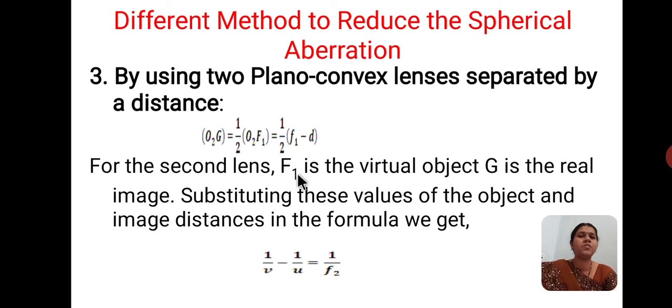So I can now write O2G is nothing but half of O2F1. Therefore O2F1 is nothing but F1 minus D. For the second lens, F1 is a virtual object and G is the real image. Now substitute the object distance as well as the image distance in this formula, that is 1 by V minus 1 by U is equal to 1 by F2.